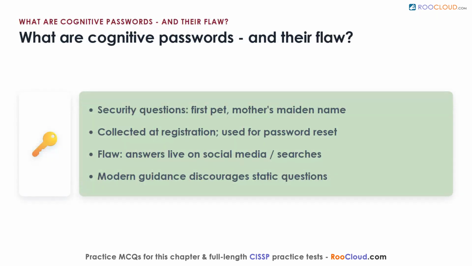What are cognitive passwords, and where do they fall short? Cognitive passwords are security questions, like your first pet's name or your mother's maiden name. Systems collect the answers at registration, then use them later to reset a forgotten password through self-service or a help desk. The problem is that this information often lives on social media or turns up in a simple search. If an attacker finds your answers online, they can hijack your password reset. This is exactly why modern guidance discourages leaning on these static questions.